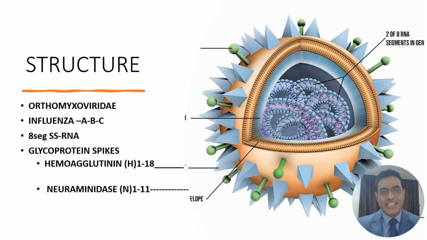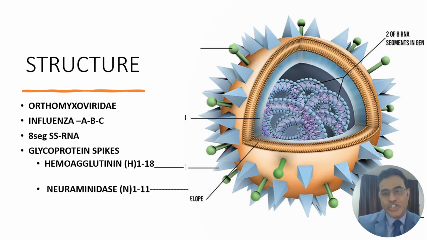Today we are going to discuss the structure of this virus. The influenza virus comes under the group of Orthomyxoviridae, and there are multiple viruses in influenza A, B and C. We commonly talk about influenza A and B because they affect human beings a lot.